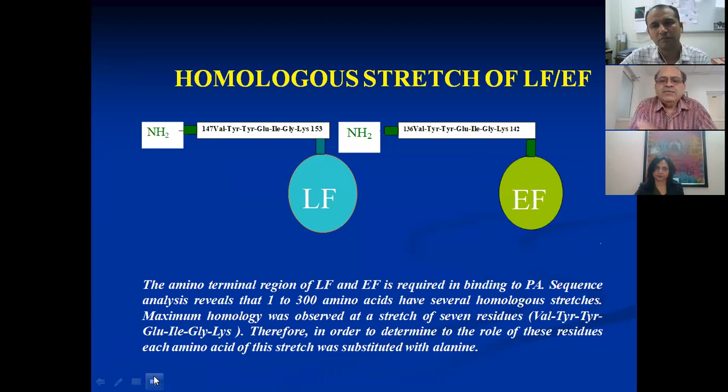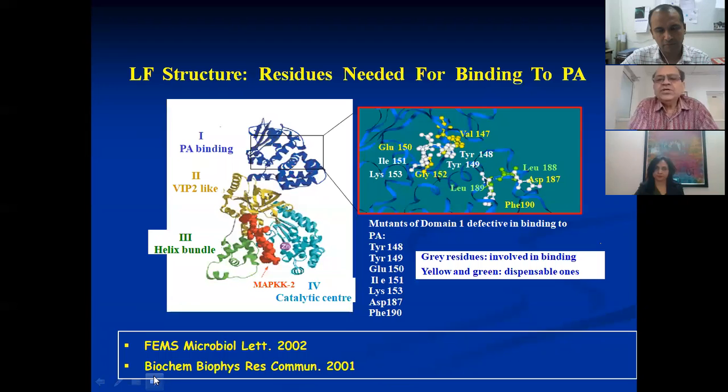Similarly, when we compared the sequence of lethal factor with edema factor, there were 7 amino acids in a row which were exactly the same. So we thought perhaps these residues are involved in binding with protective antigen. So we changed them one by one. And we could see all these gray residues, tyrosine, isoleucine, lysine, aspartic acid. If you change them to alanine, they become non-toxic. They cannot bind to protective antigen.